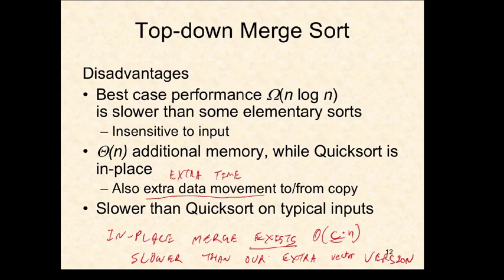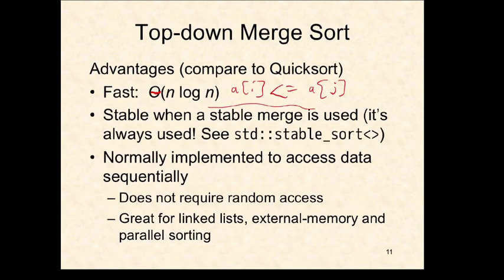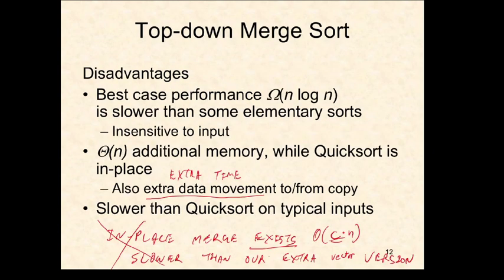Okay, so when we talk about merge sort, we're going to ignore that exists. We're going to talk about our version that does require the big theta of n additional memory, because not only is it all that we can write at the moment, it's more efficient in general, and it's what is used by standard sort, stable sort. The STL stable sort does not use in-place merge because it's too slow. It uses the not in-place merge with extra memory.